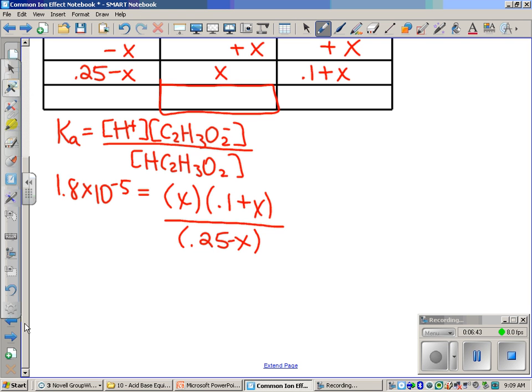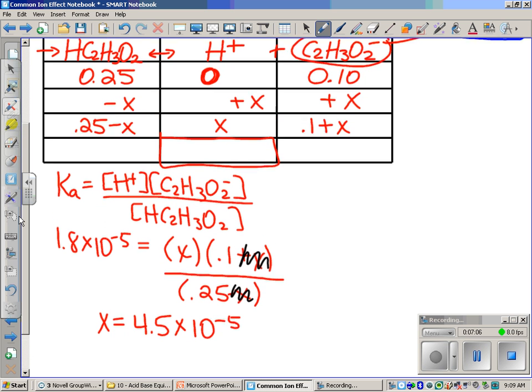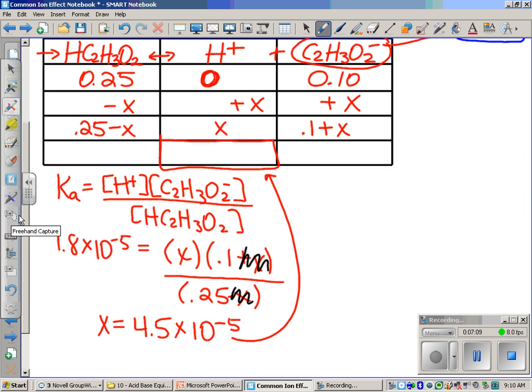Now our trick tells us that we can get rid of anywhere where X is being added or subtracted. So I'm going to get rid of it here and here. Don't get rid of the actual 0.1 and 0.25, but you can get rid of the rest. All right, so if we cross multiply and then divide over the 0.1, we end up with an X value of 4.5 times 10 to the negative fifth. That X value is what we need to plug in here because that one is represented just by X. So 4.5 times 10 to the negative fifth molar is our concentration of our H plus.